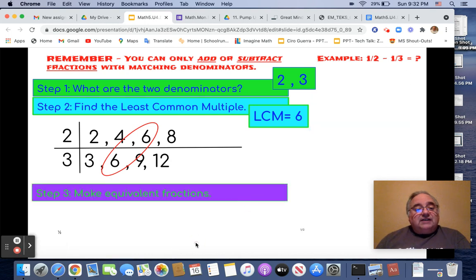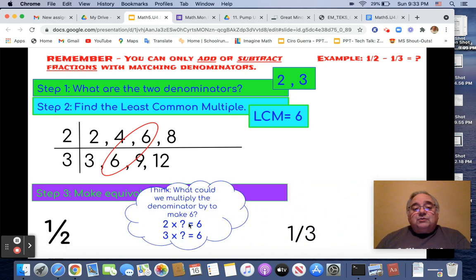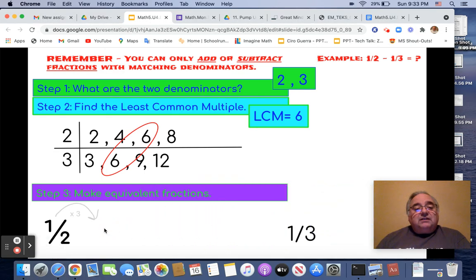The equivalent fractions at this point are for 1/2 and 1/3. How do we make them? Well, we have to see what 2 times what equals 6 and 3 times what equals 6. If I look up here, I have 1, 2, 3 to get to 6 if I'm using 2. So I'm going to multiply by 3 on the top. If I multiply that on the top, I have to multiply it on the bottom. So if I multiply in the numerator and the denominator, I come up to 3/6.